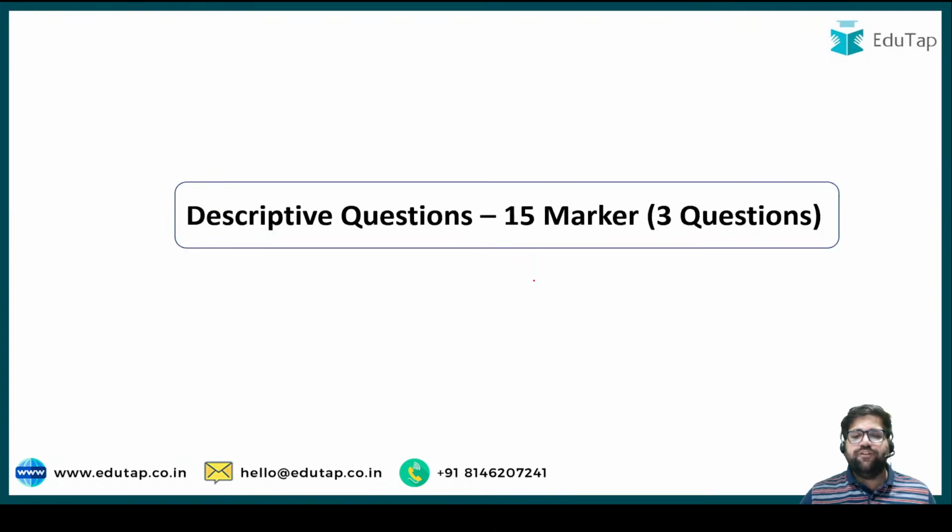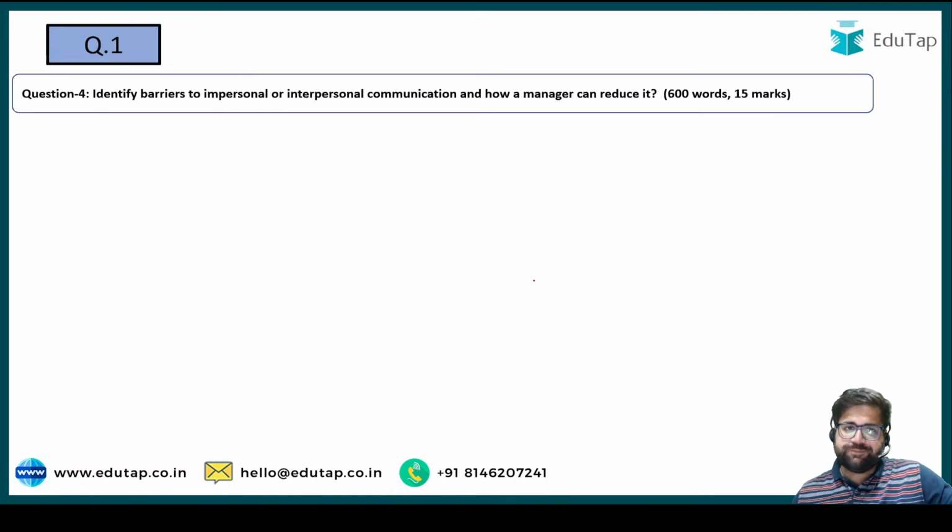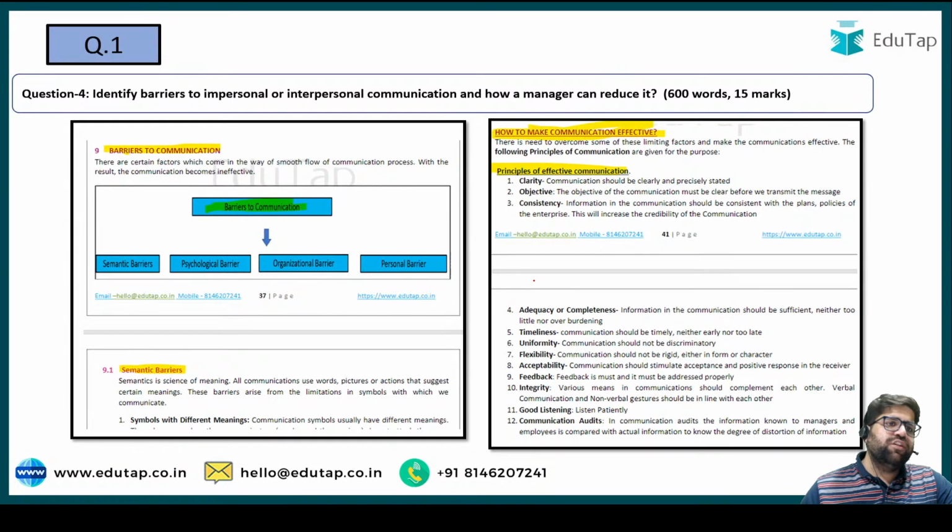So these were 3 different questions which are of 10 marks. Now we are going to cover those questions which are of 15 marks. So the first: identify the barriers to interpersonal communication and how a manager can reduce it.